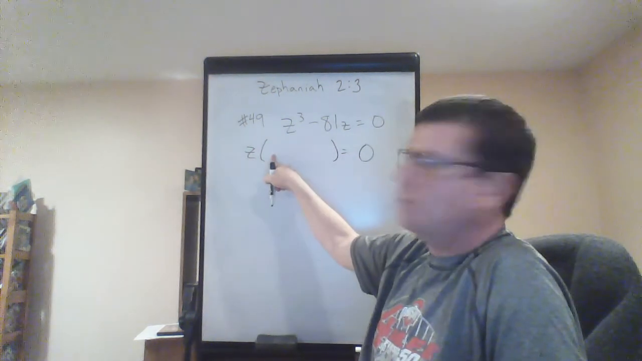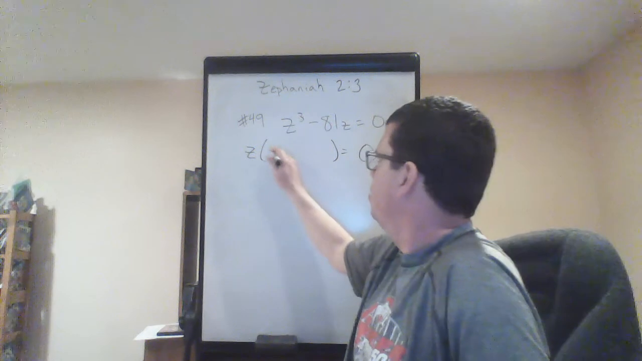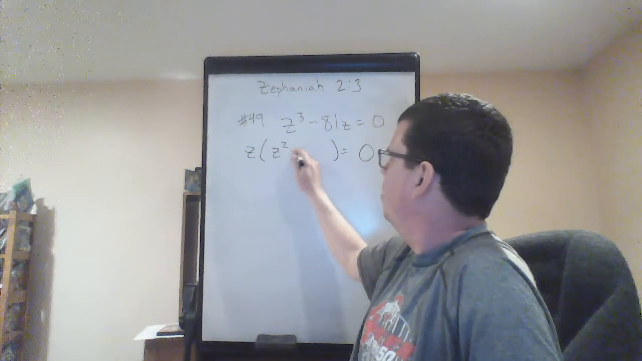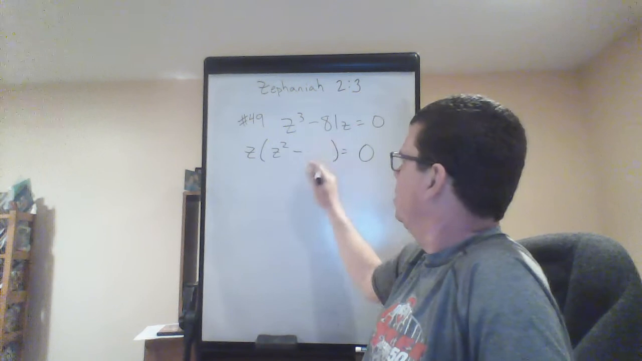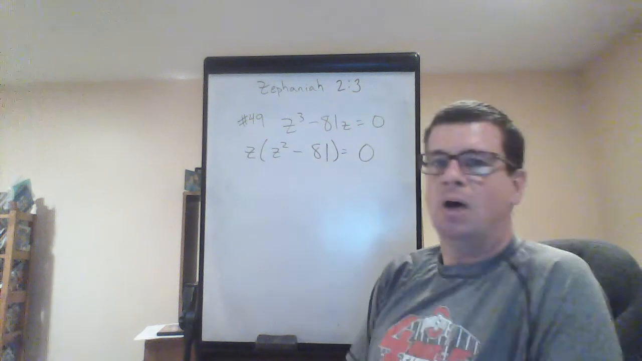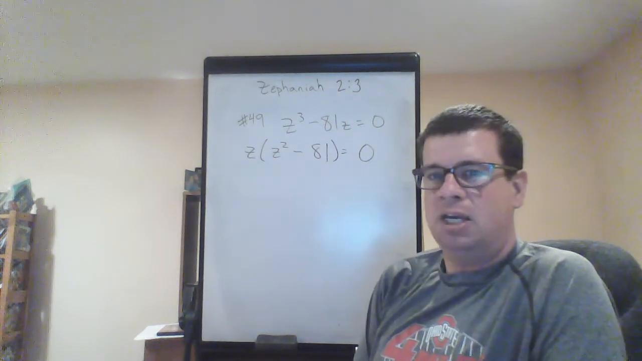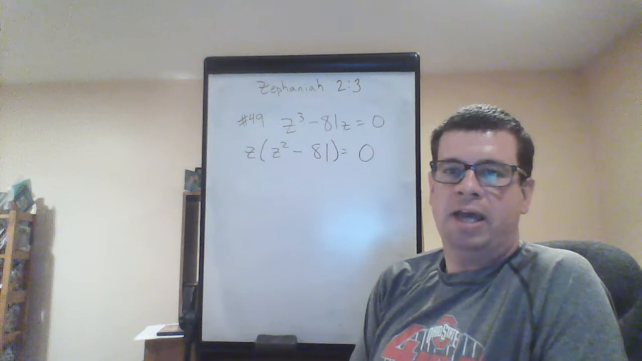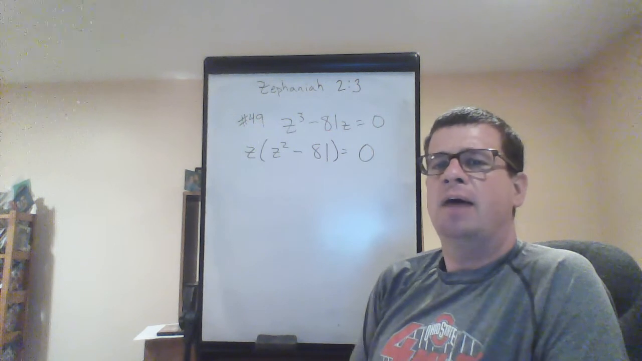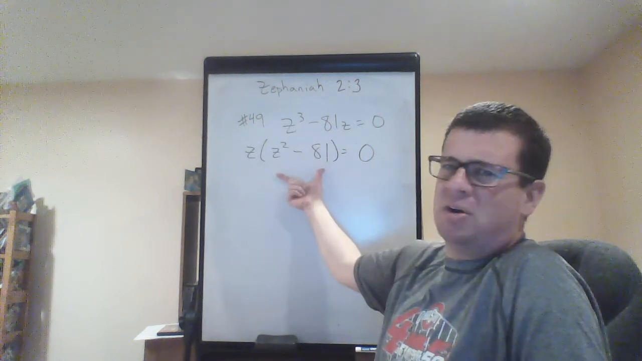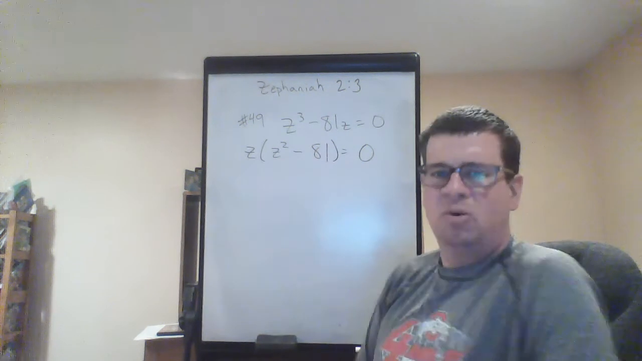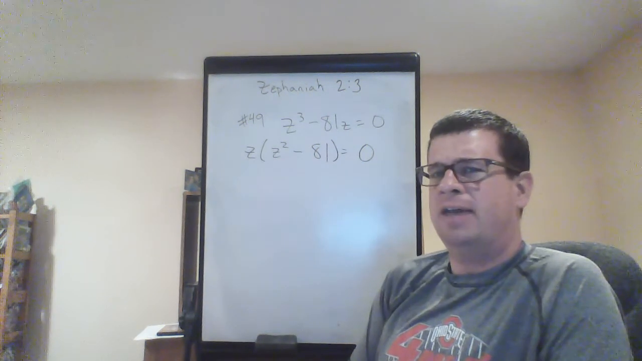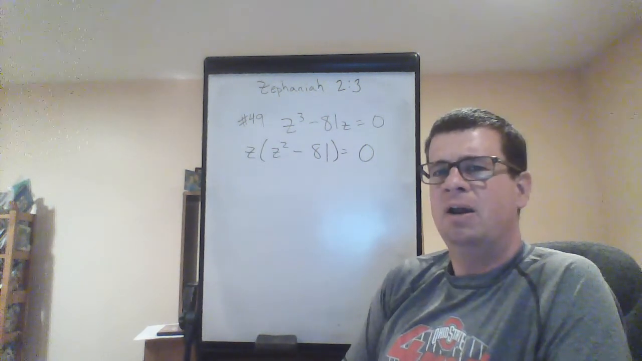Now, z times what would give you z cubed? That's z squared. And z times what would give you 81z? Well, that's 81. So I've factored out a z. That's the first step in factoring. Anytime you've still got a z squared or an x squared, there's probably still some work to do. So let's look at what I've got left in parentheses there.